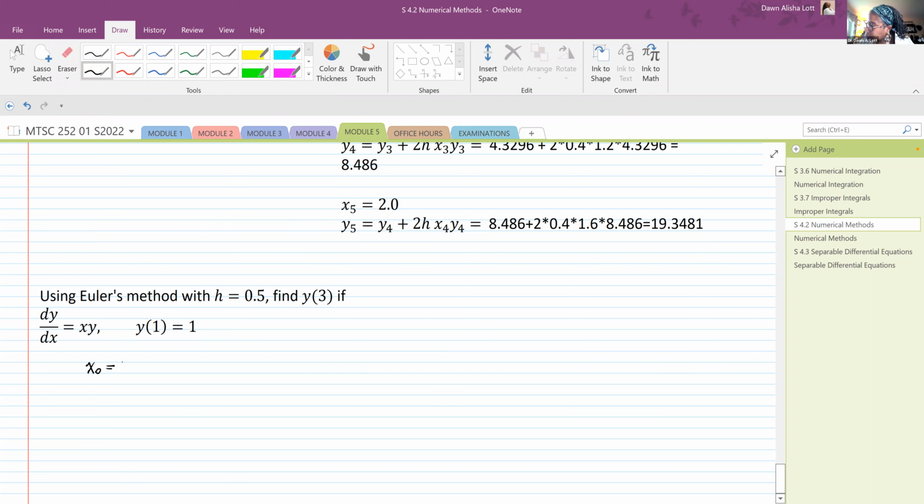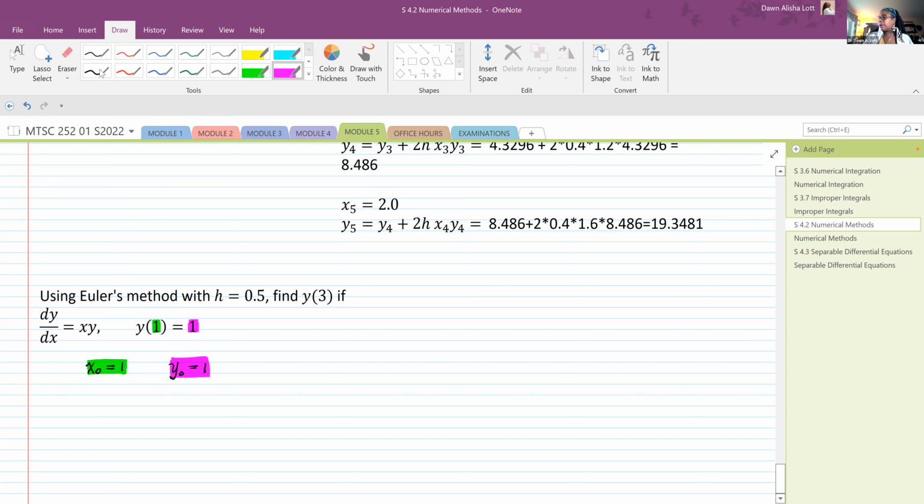How did you get that? I looked at y of 1 equals 1 and the 1 in the parentheses. All right, so that's what's in the parentheses. Good, so x naught is 1. And then y naught is the actual function value. And for this problem, I also made it 1. So it is 1. Okay, so those are the first 2 pieces of information that we start with.